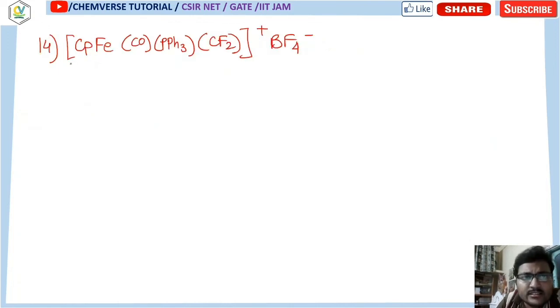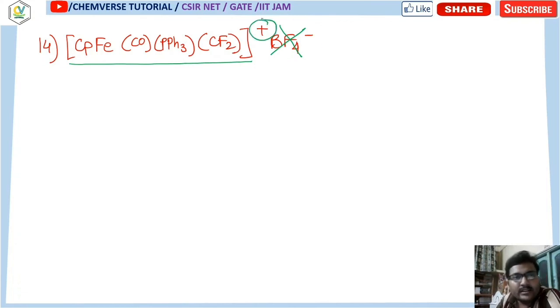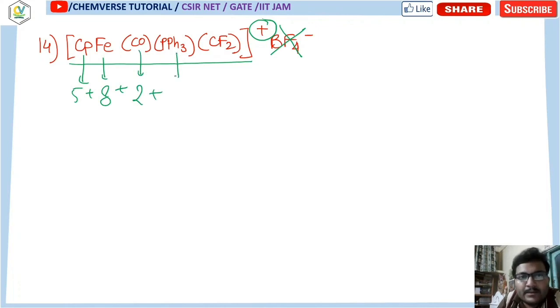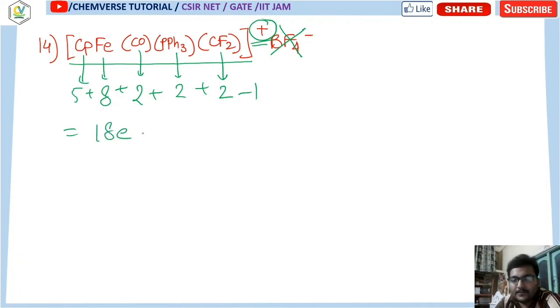Look at this. This is your coordination sphere. Now don't bother about this BF4 minus. Forget about this. Only focus on this positive charge. Okay. So this Cp means 5. Iron means 8 electron donor. Carbonyl means 2 electron donor. PPh3 means 2 electron donor. CF2 is a 2 electron donor. And 1 positive charge, subtract 1. Understand? So it is 13, 15, 17, 19 minus 1, 18 electrons.